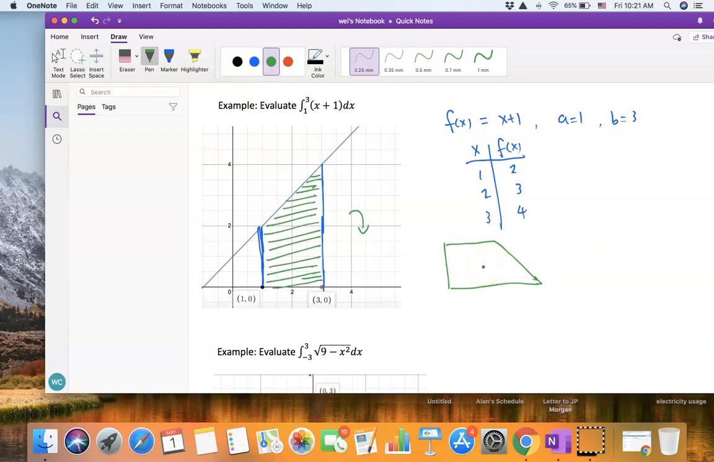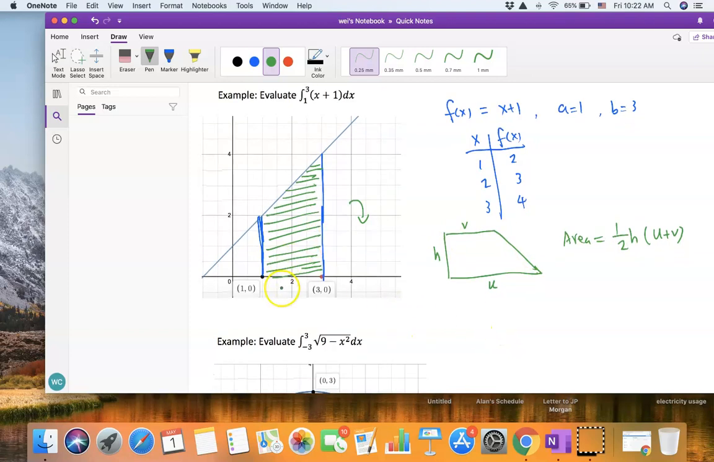The formula for finding the area of a trapezoid is, let's say this is a height h, and I call this base u, and this v. So the area of a trapezoid is 1/2 times the height h times the sum of the lower base plus the upper base. Right.